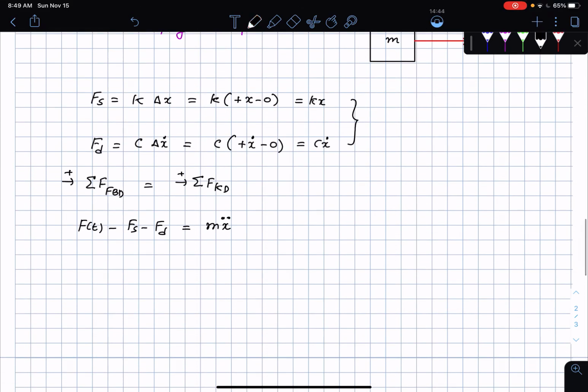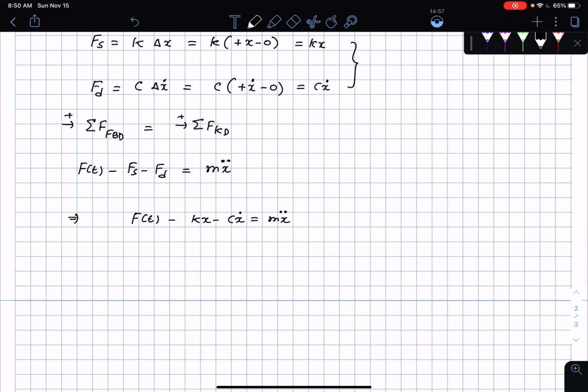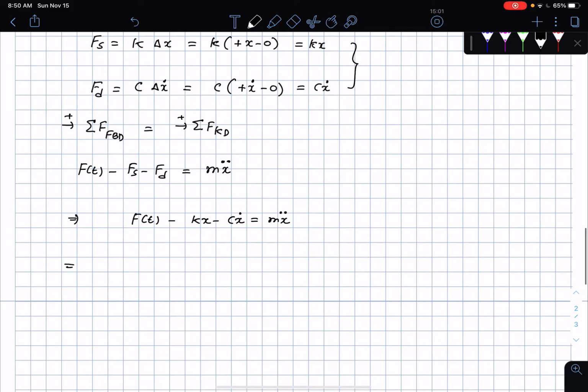All right, so I have all of these. I'm just going to put them all together so that I have F of t minus k times x minus c times x dot is equal to m x double dot, and I want to bring this to a standard form and introduce you to some variables here very soon. So I'm going to rewrite this in the following manner: m x double dot plus c x dot plus k x is equal to F of t. So this is the first thing that we end up with.